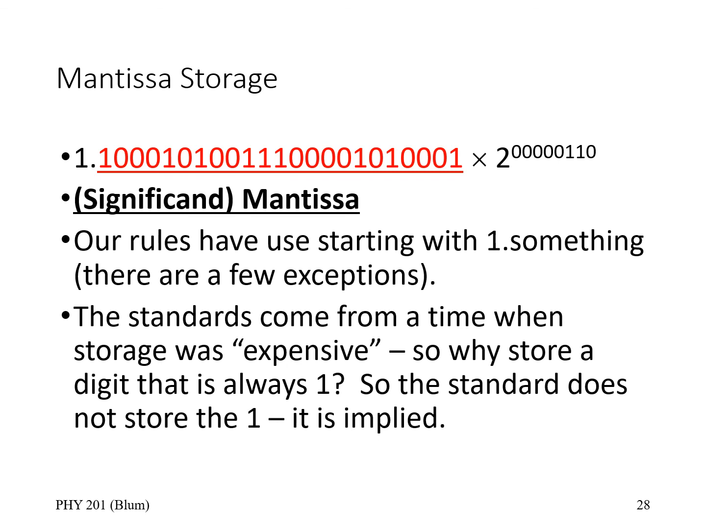Now, the standards were developed in a time when storage was an expensive thing. So why store this digit that's always a 1? So in the standard, in the IEEE standard, you do not store this first 1 because it's always 1. It's going to be implied. So you're going to not store it, and then when you use it, you have to sort of remember that it was implied and bring it back into play.